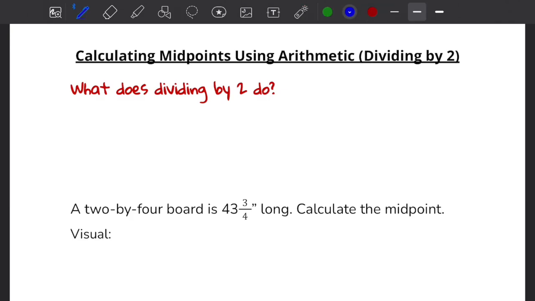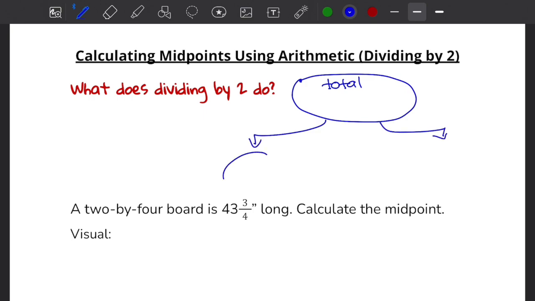If I have a total number of objects, so let's say this is my total number of objects, and I split that into 2 equal groups, that's essentially what dividing by 2 is. Dividing by 2 will tell me how many items I'll have in each group. So let's do an example. Let's say I have 10 marbles here.